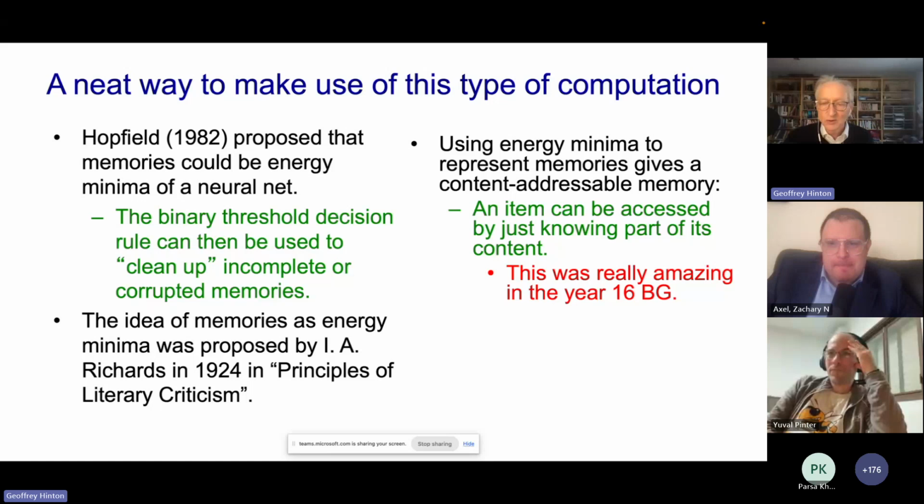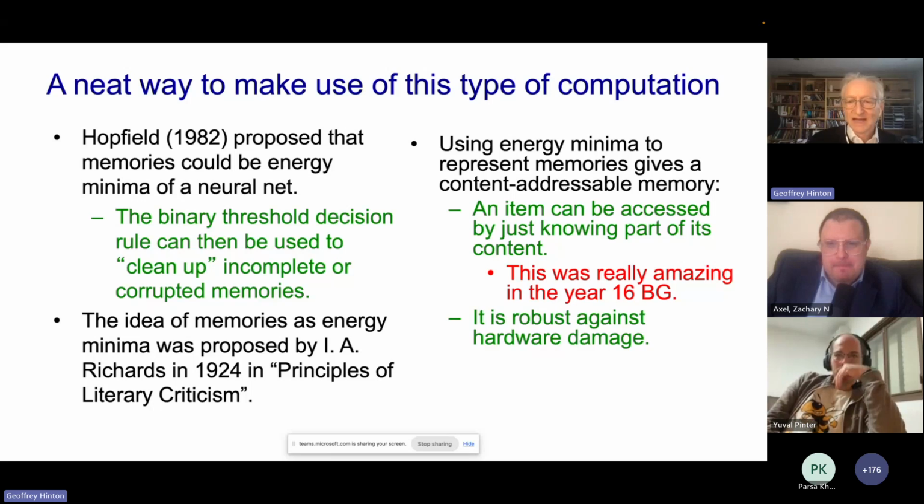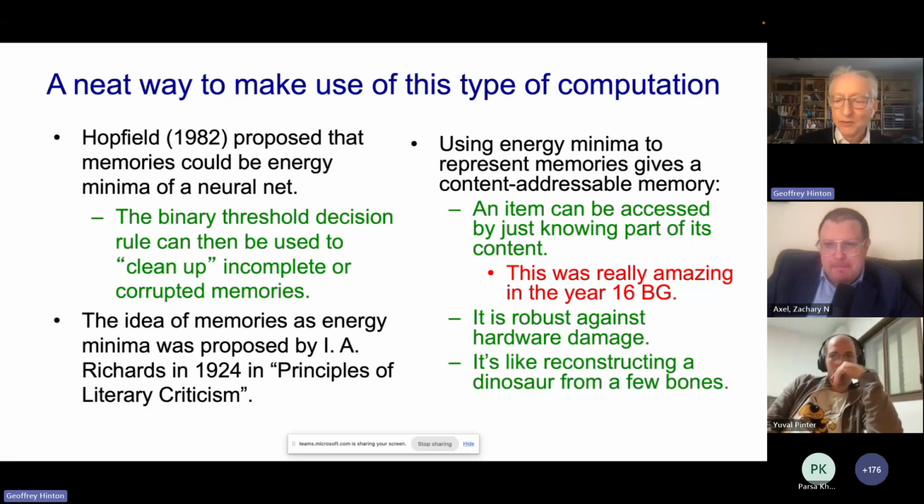Of course, as soon as Google came along, you could access documents by giving a few rare words in the document and you get the document. But this was an early example of a content addressable memory, and it was biologically more sensible. It's robust against hardware damage, and it's a bit like having a few dinosaur bones and reconstructing the whole dinosaur, which people do all the time.